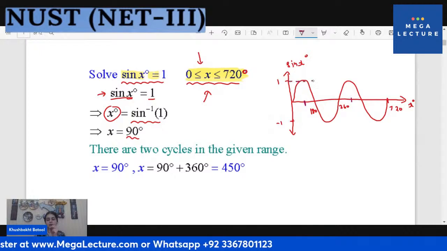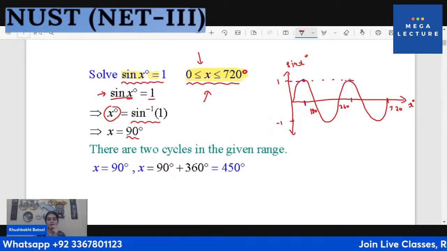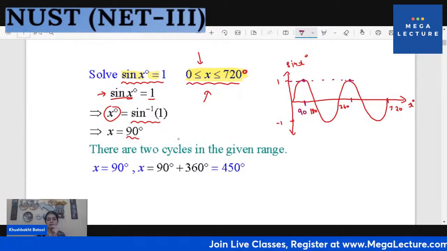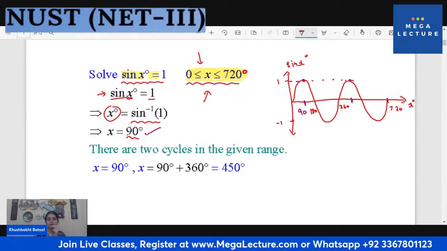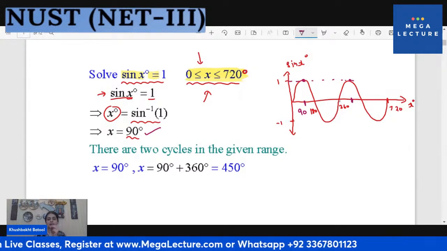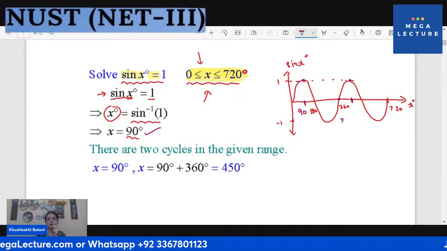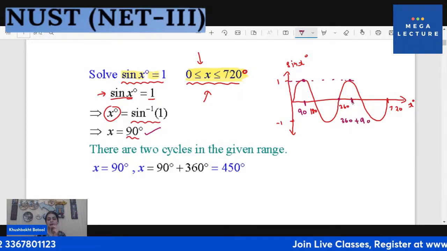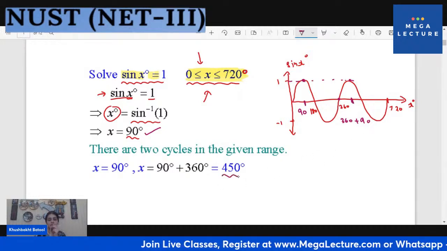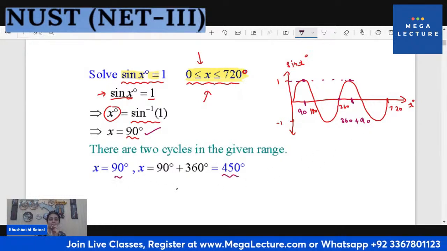If I make a line like this, I can see that on this point sine is 1 and on this point sine is 1. So this is 90 degrees. We got that already through the table. And what about this value? I can clearly see that till here I have 360. I need to do 360 plus 90 in order to find this value, and it would be 450. So 450 and 90 degrees are the two answers.